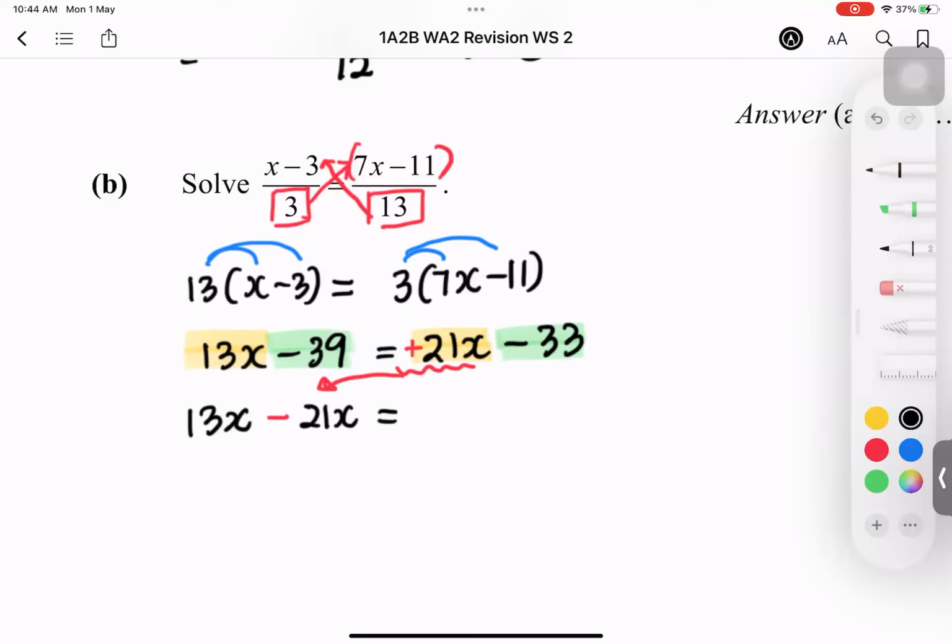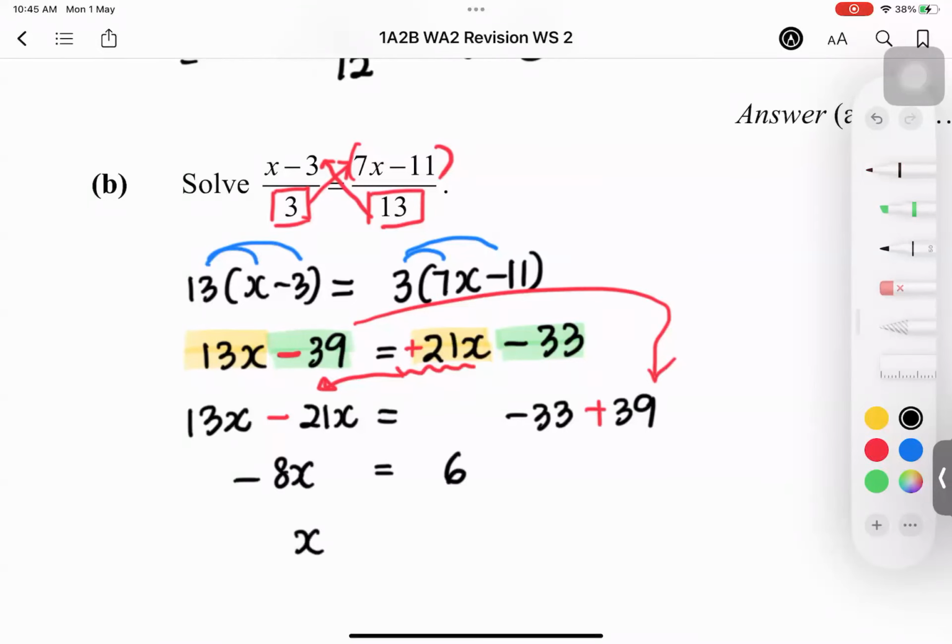Now on the next side, negative 33 is already in Malaysia. Who needs to come over? This is minus 39. I shift it over here. It will become, undo subtraction, positive 39. Very good. Plus 39. Some of you, the order you want to write 39 in front also can, doesn't matter. So we calculate 13 minus 21 gives me negative 8x equals negative 33 plus 39 gives me 6.